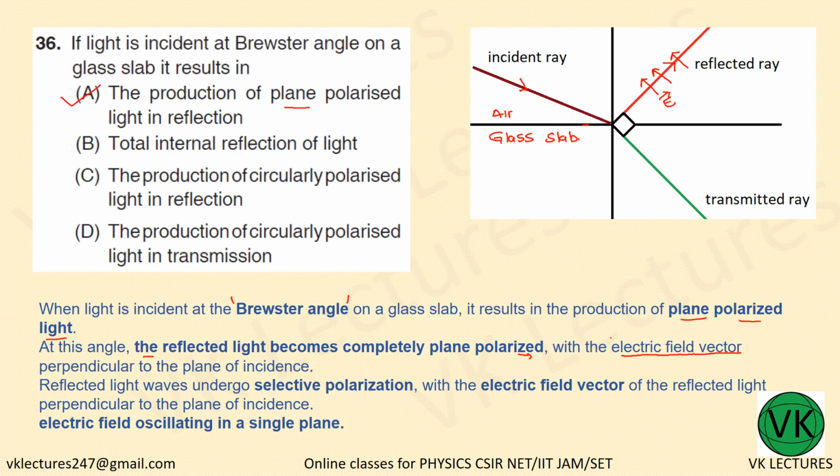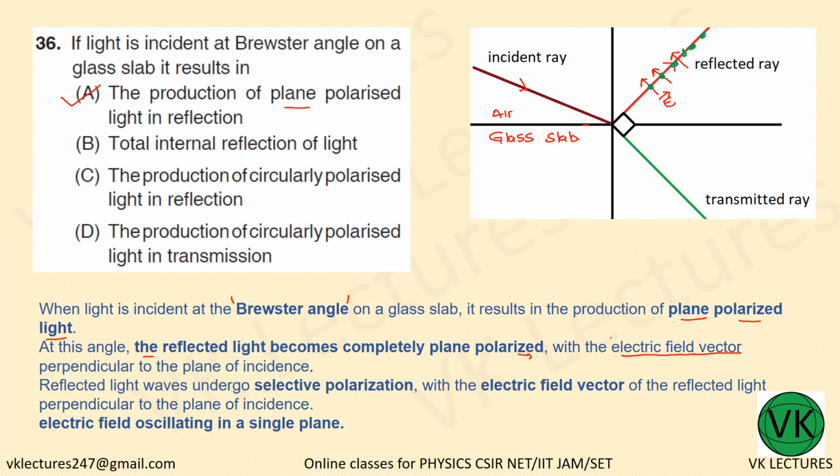So if you consider this as the plane of incidence, then all these lines we have to draw like this, perpendicular. That means this is into the screen, the green line is going into the screen. Now the field vector is perpendicular to the plane of incidence.